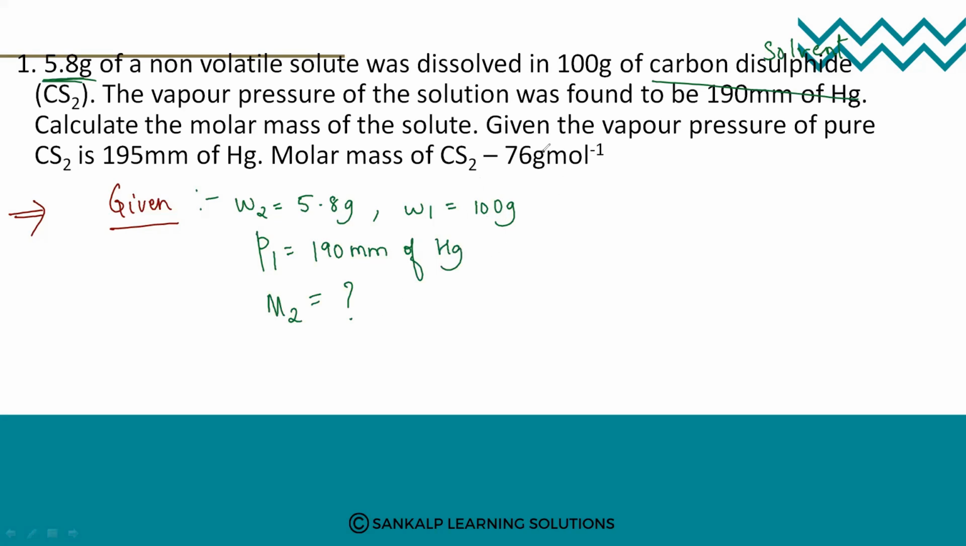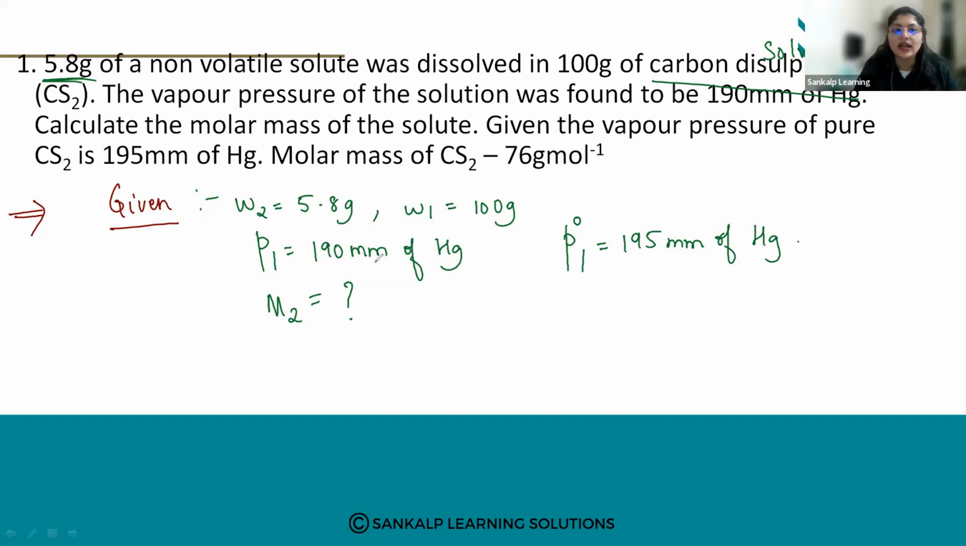Then what is given? Given the vapor pressure of pure CS2. How do you write the pure vapor pressure? It is P1 naught. So P1 naught is given as 195 mm of Hg. And the molar mass of CS2 is given as 76 gram per mole.